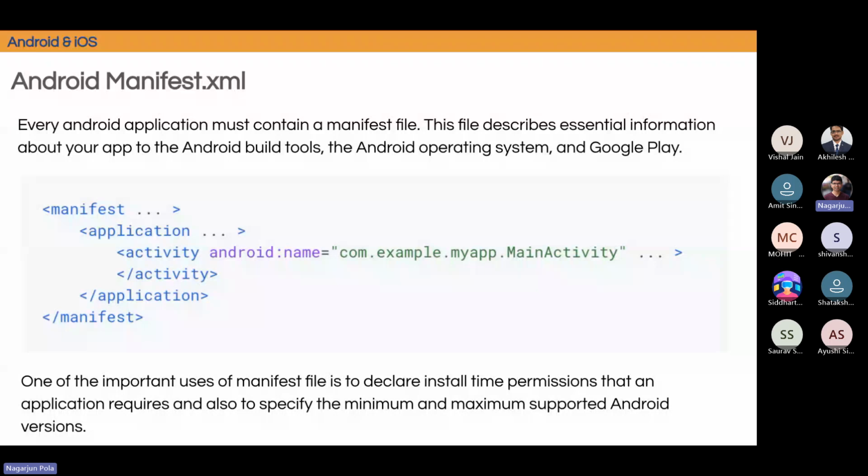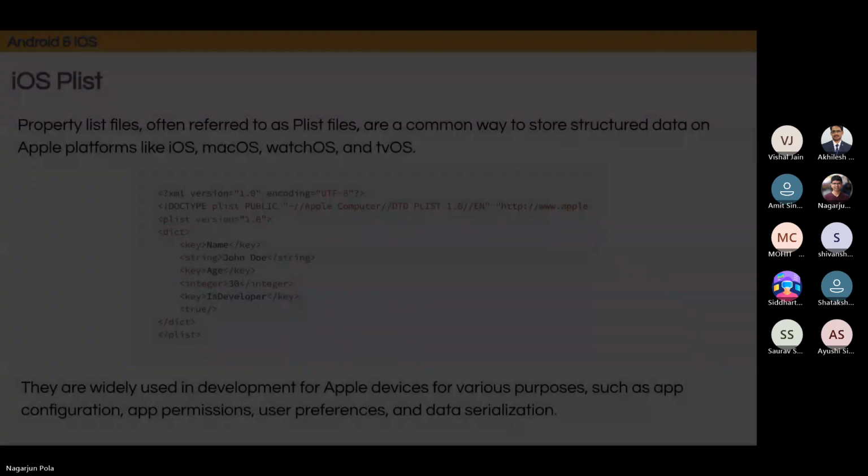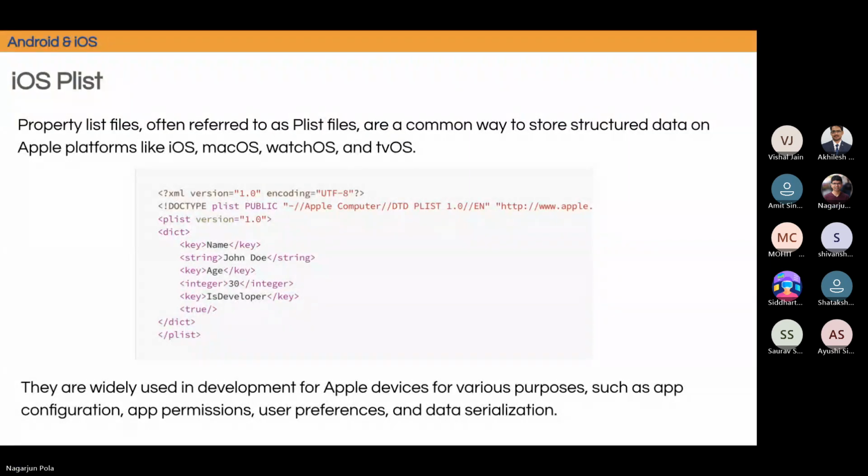So both Android and iOS provide runtime permissions as well as build time permissions. Build time permissions are the ones that the user should accept when the app is being downloaded. With runtime permissions, the user can decide after installing the app whether they want to give the permission or not. So React Native supports both.